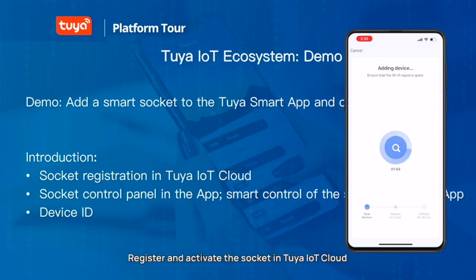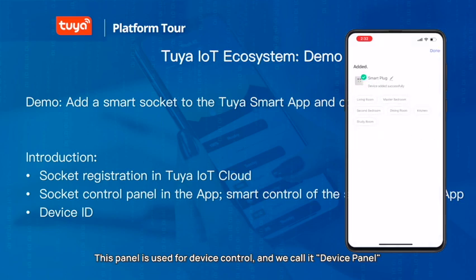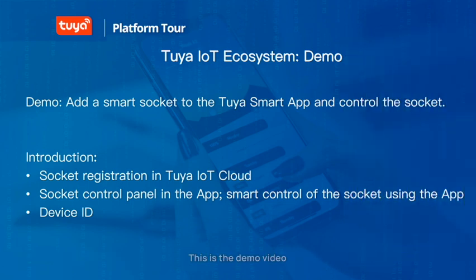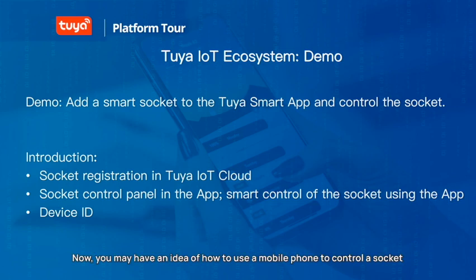Register and activate the socket in Tuya IoT Cloud. Then the socket is added to the current family. Users can change the device name as needed. For example, the socket name can be changed to demo socket. Select a room and add the socket to the room. This panel is used for device control and we call it device panel. Users can tap on or off to turn on or off the socket and also set scheduled on-off tasks for the socket. This is the demo video. Now you may have an idea of how to use a mobile phone to control a socket.